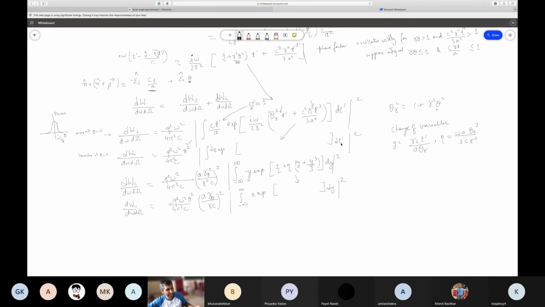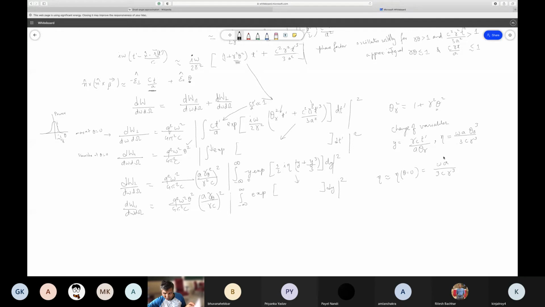Most of the radiation actually comes close to theta equal to 0. So your eta is approximately equal to eta evaluated at theta equal to 0. What is this eta? Eta evaluated at theta equal to 0 is omega a by gamma theta. Gamma theta at theta equal to 0 is just 1, because at theta equal to 0 this goes away, leaving 3c gamma cube.